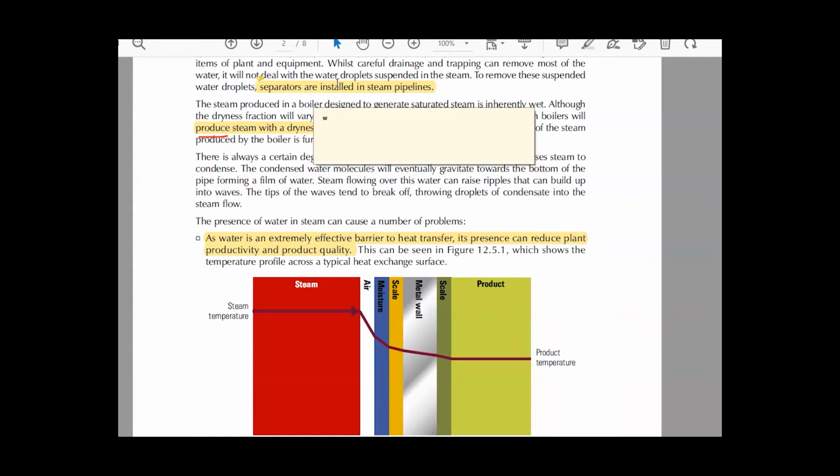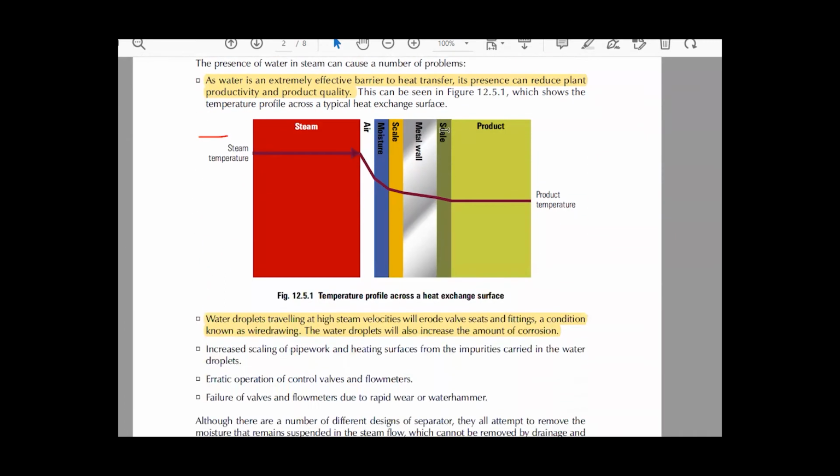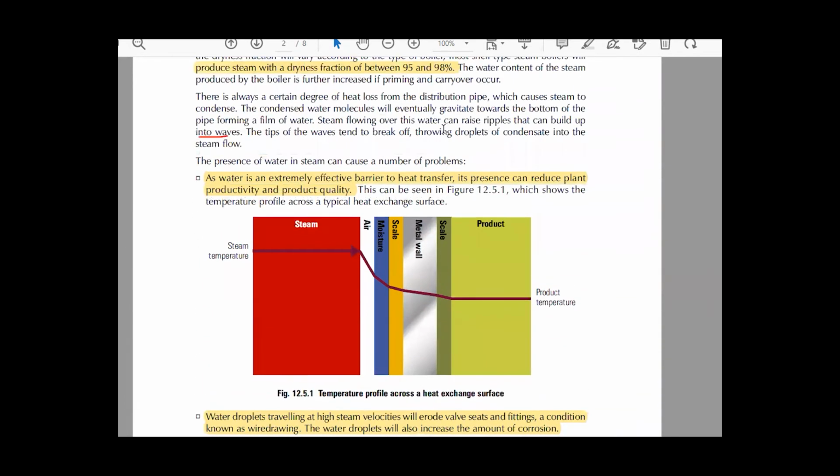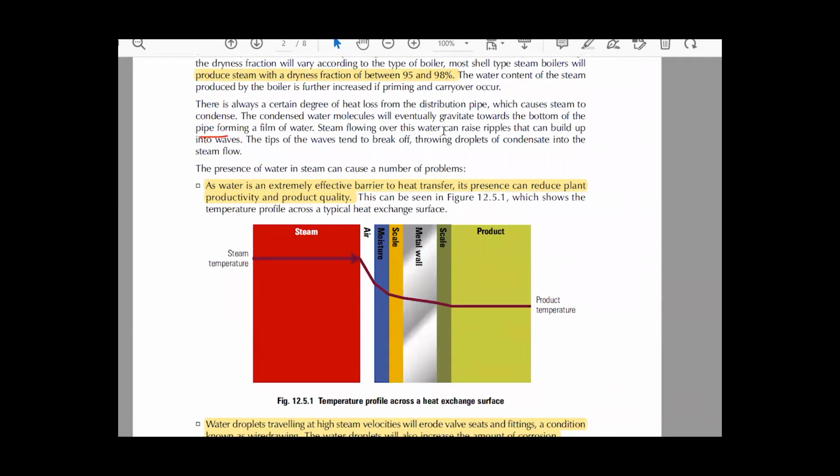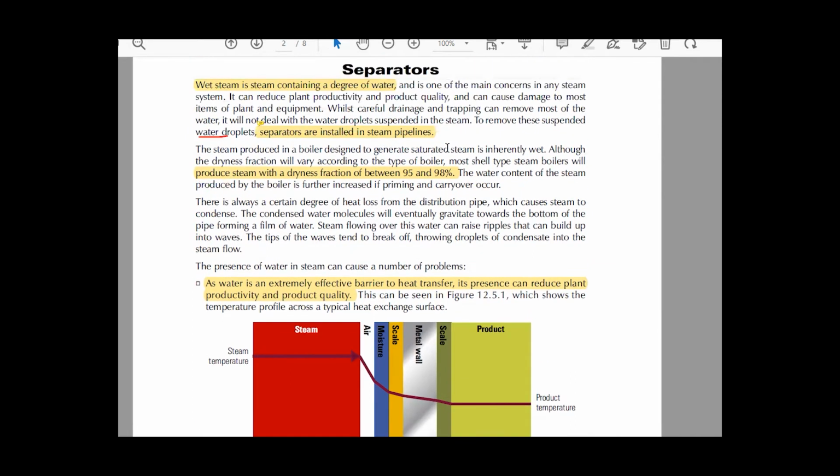Okay, this is the main function of the separator. Steam produced in a boiler designed to generate saturated steam is inherently wet, and the dryness factor will vary according to the type of boiler. There are three types of steam separator: a baffle plate steam separator, a cyclone, or a coil-sealed steam separator. I will explain these three types.